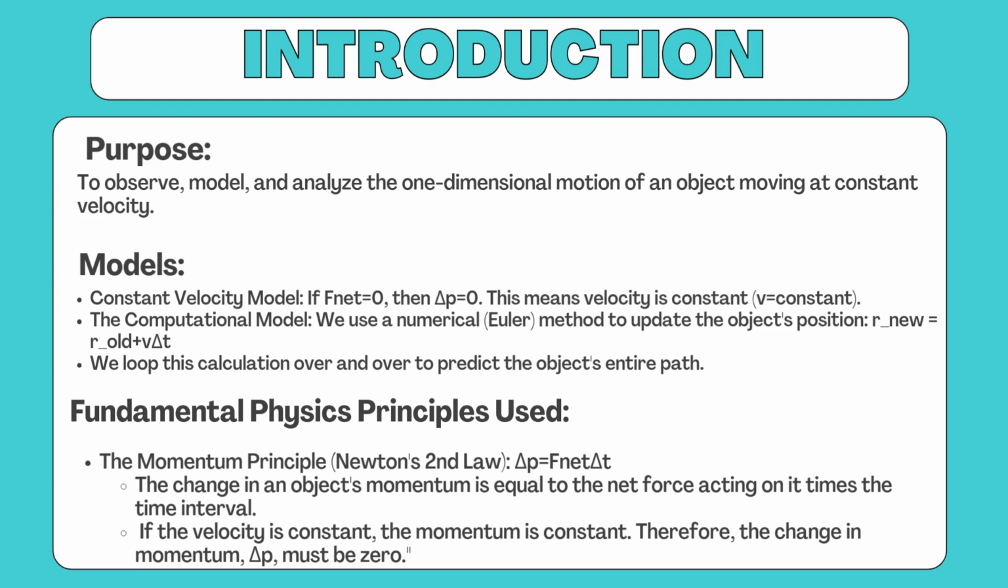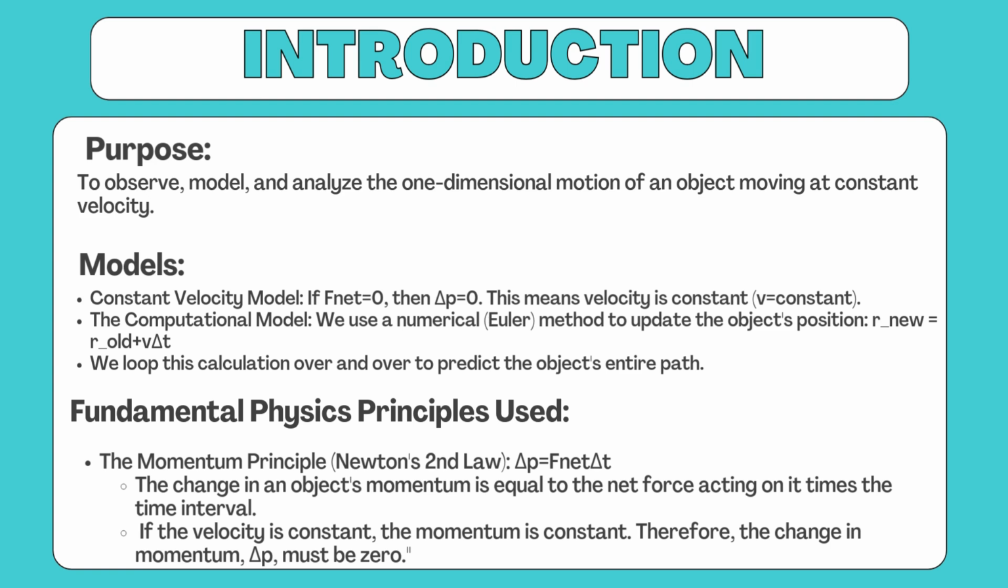This means that velocity is constant since there was no change in momentum. The computational model we used was a numerical method to update the object's position. This formula was position new equals position old plus velocity times the change in time. We looped this calculation over and over to predict the object's entire path.